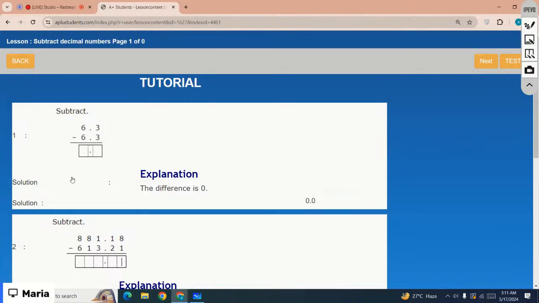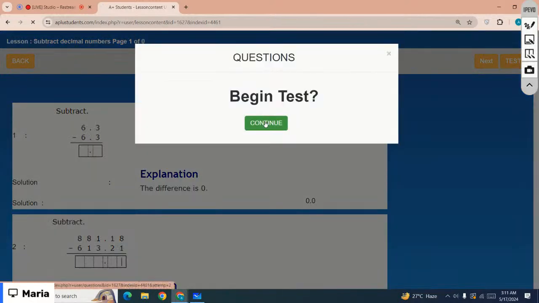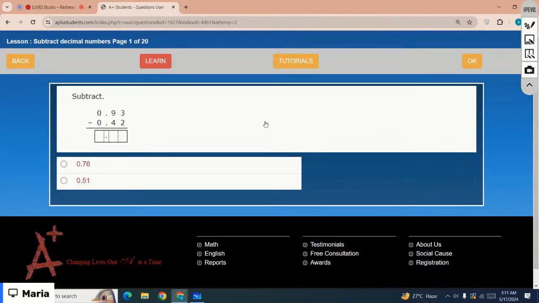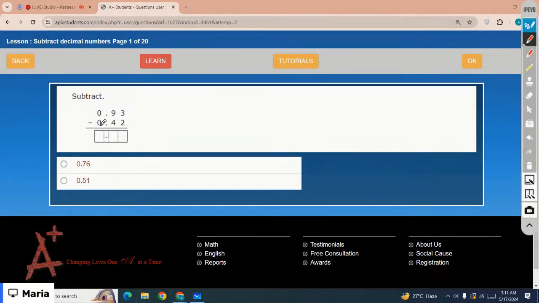Let's start with the test questions. 0.93 take away 0.42. How do we subtract? 3 take away 2 is 1, 9 take away 4 is 5. The correct option is 0.51. The correct option is option number 2, 0.51.